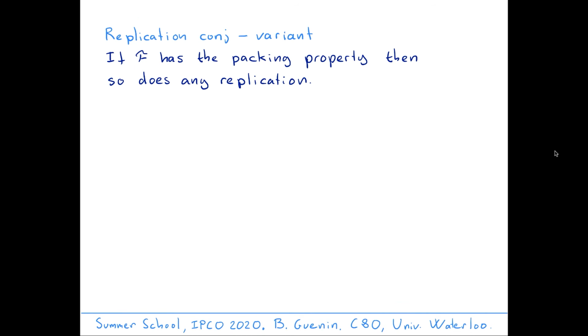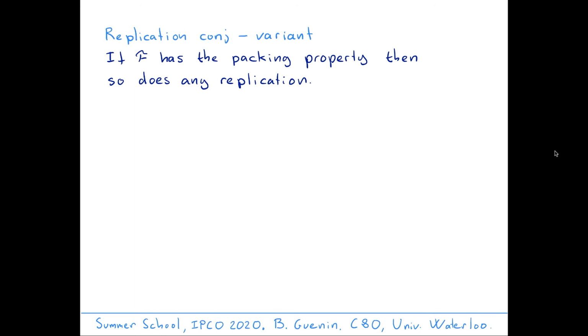So now here is the different version of the replication conjecture which I promised, and it just says that if you have a clutter that has a packing property, then so does any replication. So the packing property should be closed under replication. And it's not very hard to show that this conjecture is in fact equivalent to the original replication conjecture, which says that the packing property and the Mengerian property are equivalent to one another.